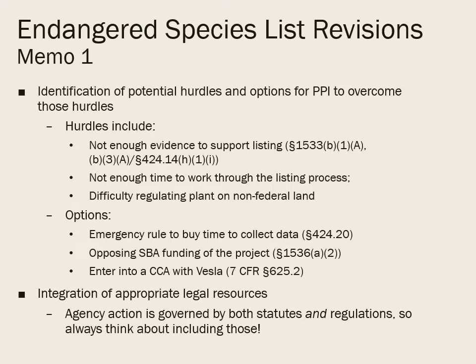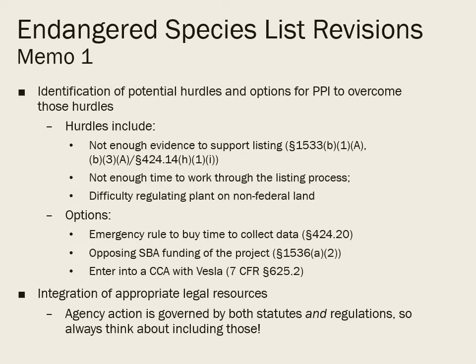Now, the biggest hurdle in terms of the legal requirements was that lack of supporting evidence to list the plant. And so you could note that the agency has the option of protecting the plant under an emergency rule. Now, while PPI cannot force Fish and Wildlife to use the emergency process, you at least want to make PPI aware that an emergency listing process exists, and it would buy it 240 days to collect more data on the plant.